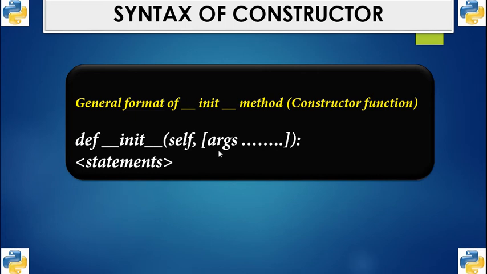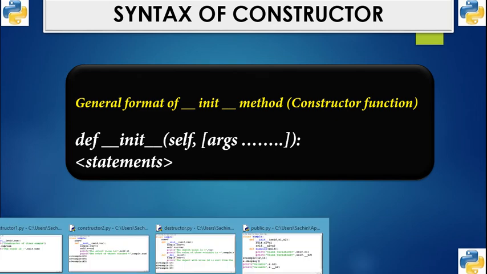Then additionally, if you want to pass an argument, we can pass it. If only self is present without any argument, that constructor is called a default constructor. If we pass arguments along with self, that is called a parameterized constructor. After that it is followed by a colon and you can give any number of statements here. Why do we use a constructor? To initialize the class variables. Class variables means the variables which are created inside the class.